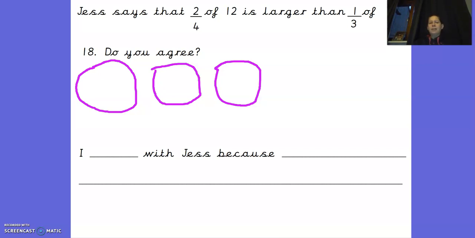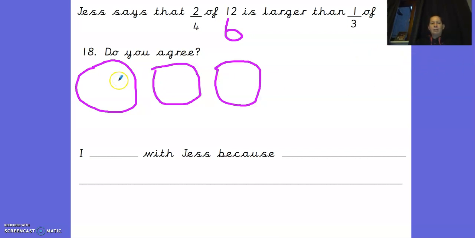So first of all, we need to find what 2/4 of 12 are. Now, we can work this out with our squares, putting them into quarters, but we now know that 2/4 is the same as a half. And half of 12, can anybody tell me what is half of 12? It is 6.